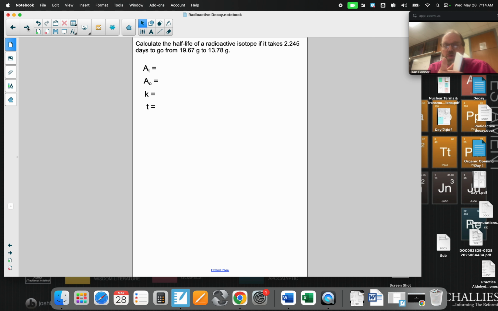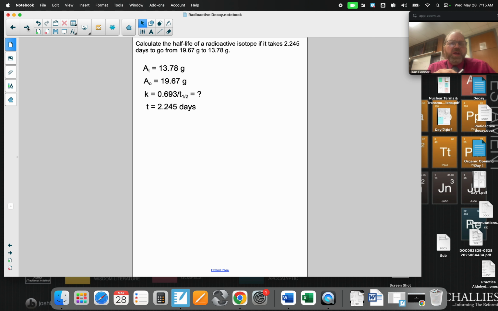Put our values in. Look through there so you can find them. AT is 13.78. That's at the end. How much we have originally? 19.67 grams. K is 0.693 over T1/2, but I don't know T1/2, so it's my unknown value. And T is 2.45 days. We don't have to change anything else because days is what we have.